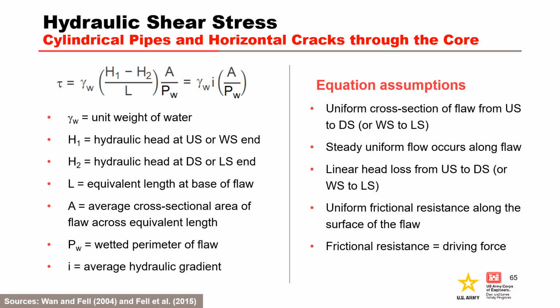this slide and is equal to the product of the unit weight of water, the hydraulic gradient of flow in the pipe or crack, and the ratio of the cross-sectional area of the crack to its wetted perimeter. The pipe or flaw is assumed to have a uniform cross-section, and head loss is assumed to be linear. Uniform frictional resistance is also assumed along the surface of the flaw.